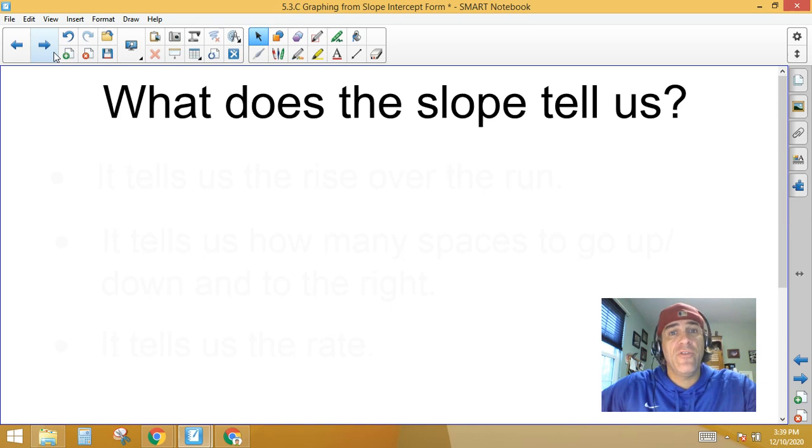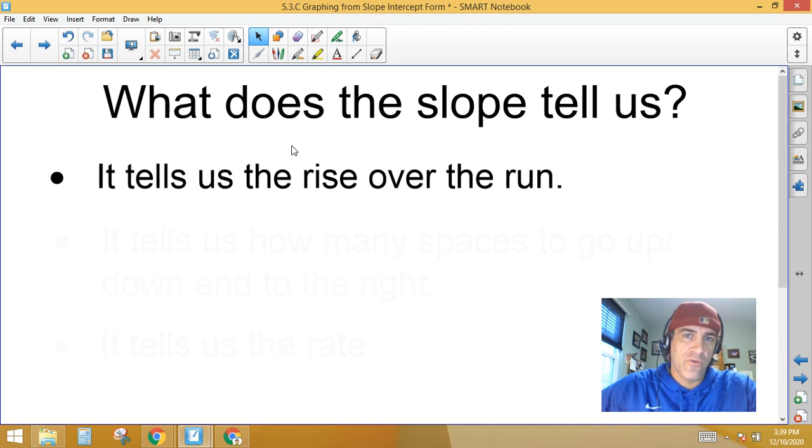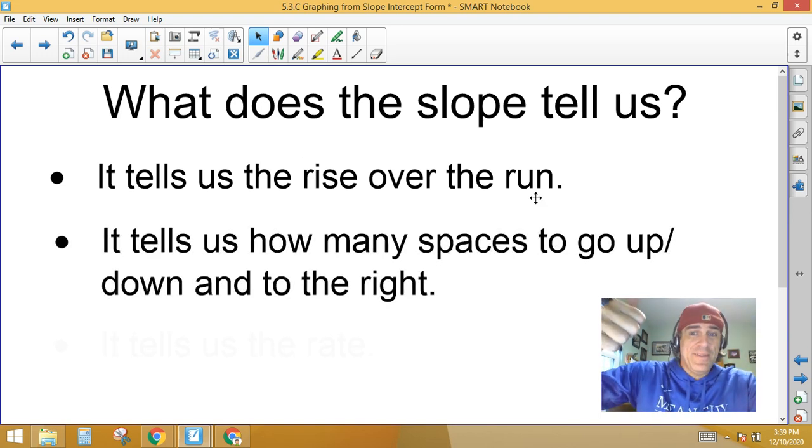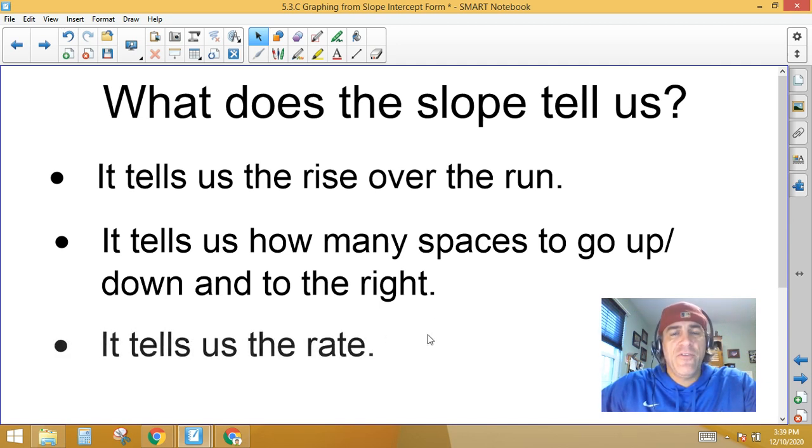Next, what about slope? What does slope tell us? Do the same thing, please. Take a moment, type in as much as you can about what slope tells us. Let's see if you got everything again, or you probably got more than I did. First off, it tells us the rise over the run, how much it goes up or down and over to the right. It tells us how many spaces to go up or down and to the right. That's what the rise and the run is. And if this is a scenario, it tells us the rate, pretty much the unit rate, the rate at which something is increasing or decreasing, or possibly even staying constant.